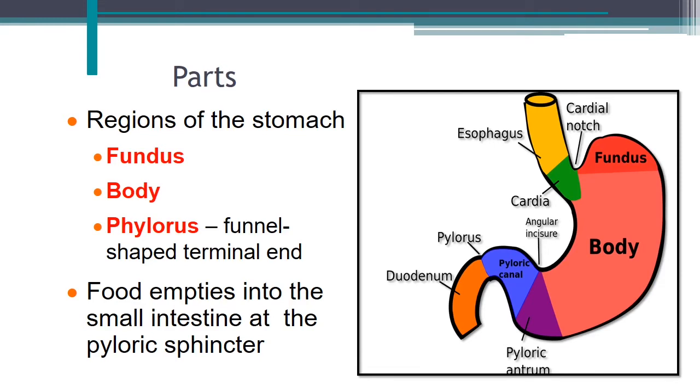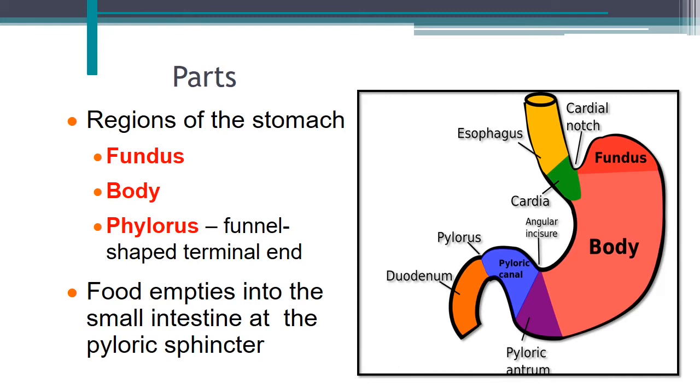Now we will see the parts of the stomach. There are three major parts, that is the fundus, body and pylorus. You can see in the figure it is depicted with the colors. That is the upper part, the fundus, middle part, the body and lower part, the pylorus.